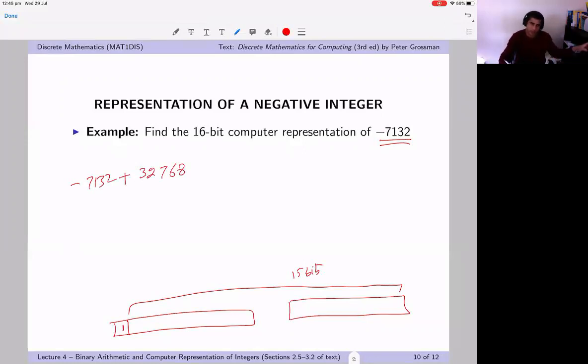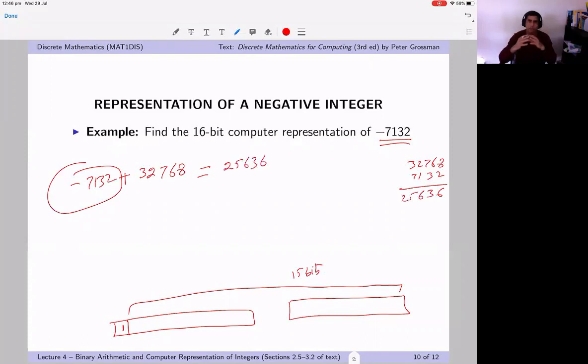Remember the range on the negative side. So what we are going to do, I'm going to look at its positive counterpart when I'm looking at its reflection. So I would add translation by 32,768. So when I add them up, I would get 32,768 minus 7,132, which is 25,636. And then what I want to do is convert that number into binary.